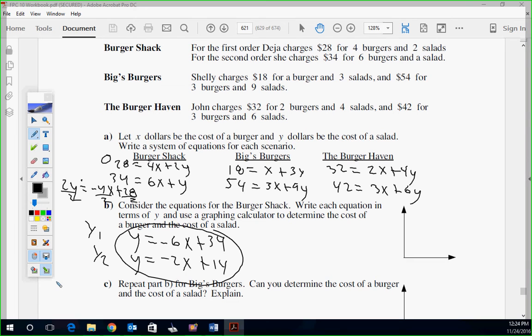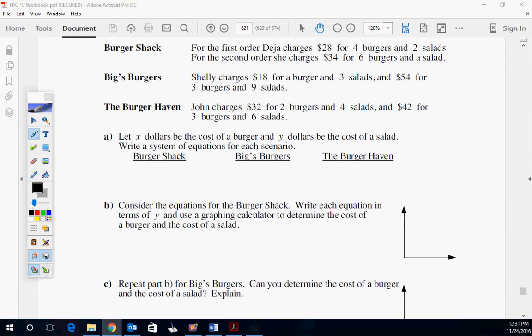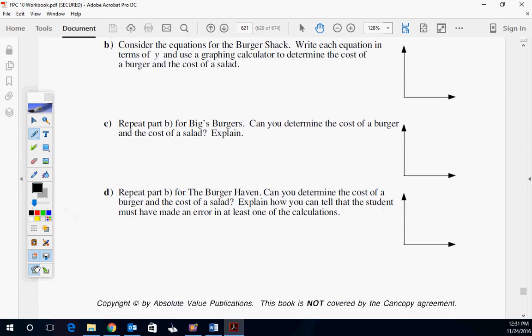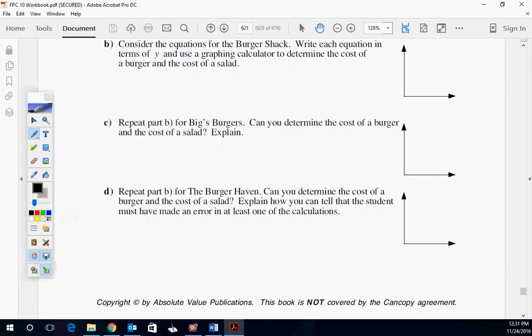What'd you guys get when they crossed? 5 and 4, okay? You got 5 for x, 4 for y. What does that represent? $5 and $4. That means that the Burger Shack charges $5 for a burger, $4 for a salad. Right? Yes. X equals 5. Okay, do the same thing for Big's Burgers. So do the same thing for the middle one there. Wait, how do you get X5? Is that an intercept? That's where they crossed.